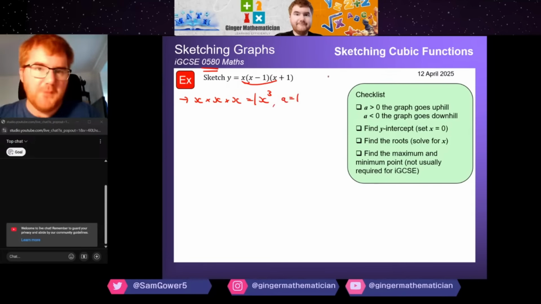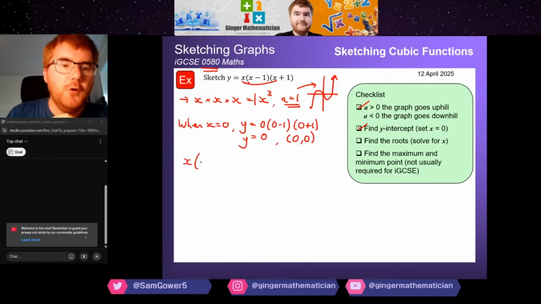Now we need to find the y-intercept, so set x to 0. Again, we've looked at this before, so when x is equal to 0, y is equal to 0, 0 minus 1, 0 plus 1, and anything times by 0 is just going to equal 0. So we've got our y-intercept at 0, 0. And now we need to find the roots. Now notice it's in a very nice form, which it will be for iGCSE 0580 Maths.